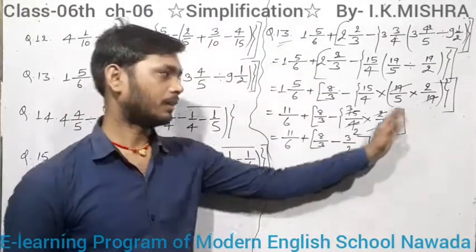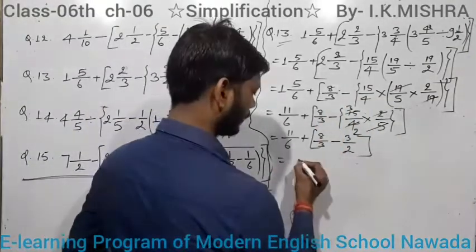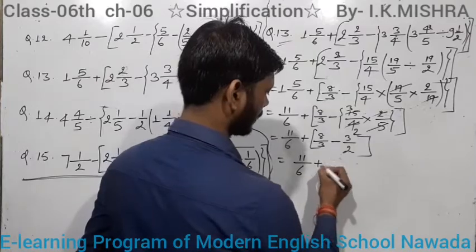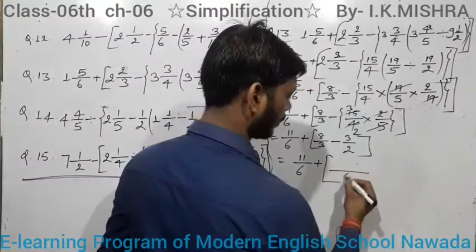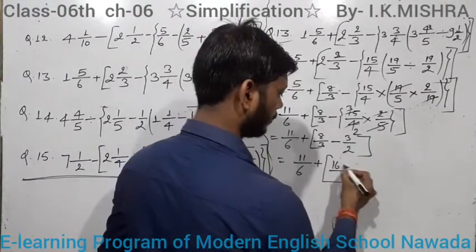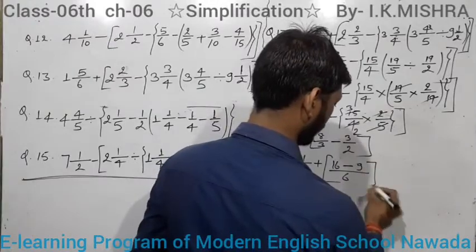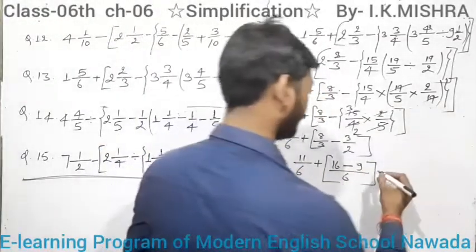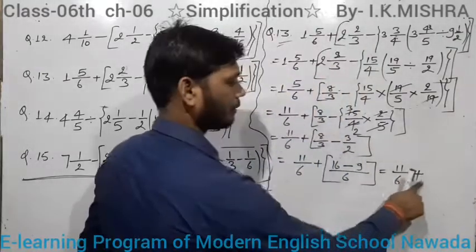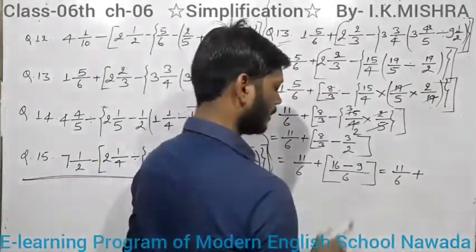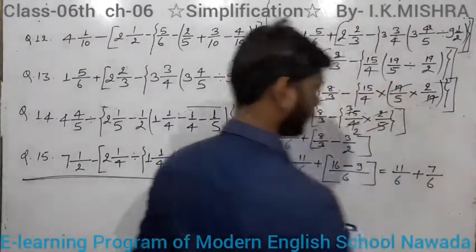Here the curly bracket is eliminated. After that, 11 by 6 plus 8 by 3 minus 3 by 2, and LCM is equal to 6, and 2 times 8 is 16, minus 3 times 3 is 9. Clear, friends? After that, 11 by 6 plus, this plus sign is given here, and here 7 by 6. Clear, friends?